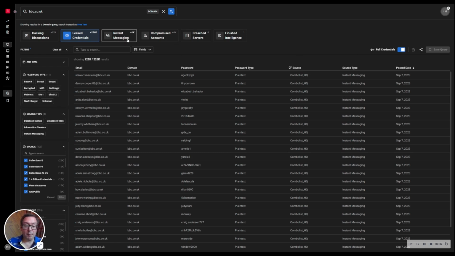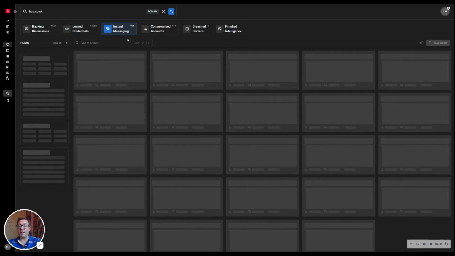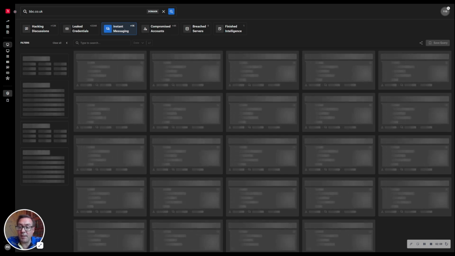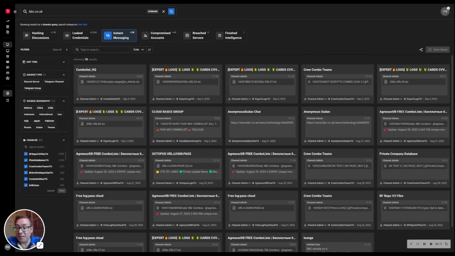We then look at instant messaging. Again, these are the Telegram discussions. We automatically pull out all of the passwords, but again, we can actually look at the context around it, download the file, see what's been discussed around it to give you lots of context.